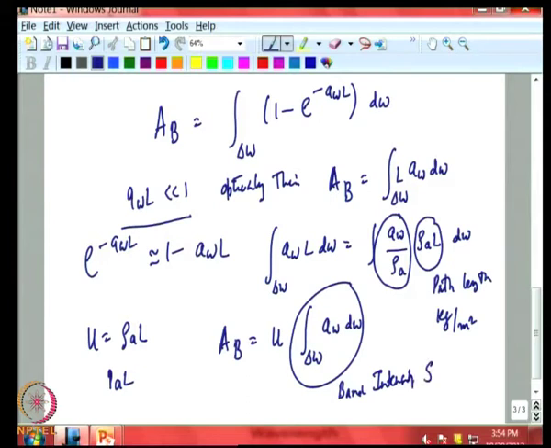Called S. Okay. So, in the simple limit, in the linear limit, you can see that the band absorptance is nothing but band intensity multiplied by the path length. And so, this is a useful result.